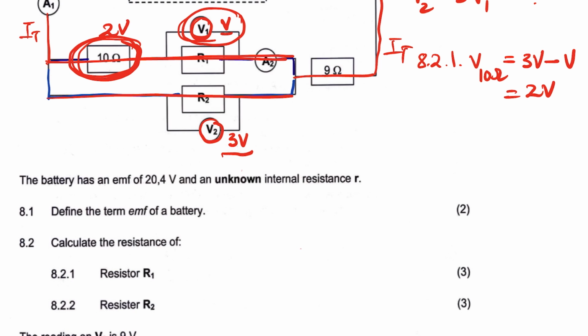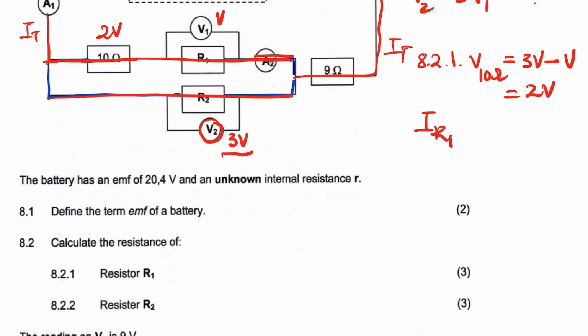What is going to help us to get the R1 now? Let me just erase here. So this is 2V and this is V. The current that passes here is the same current that passes there. So the current in R1, which is the one we're interested in, is equal to the current that passes in the 10 ohm resistor, because they're in the same line.